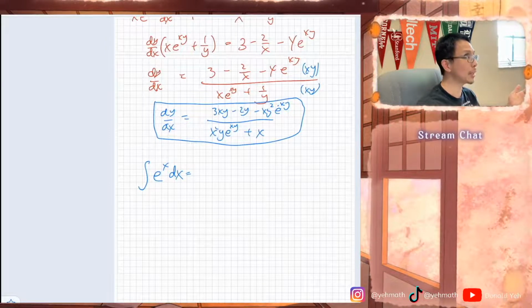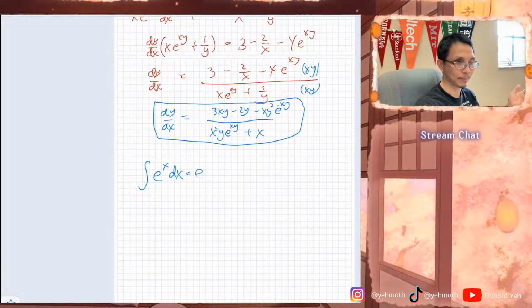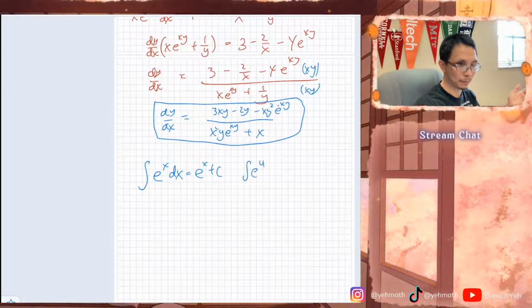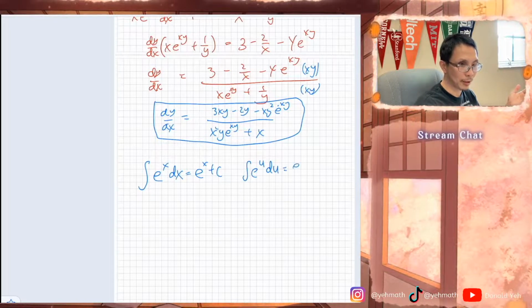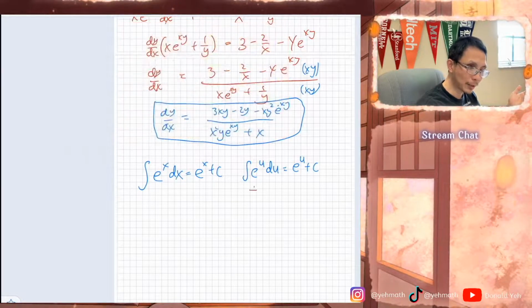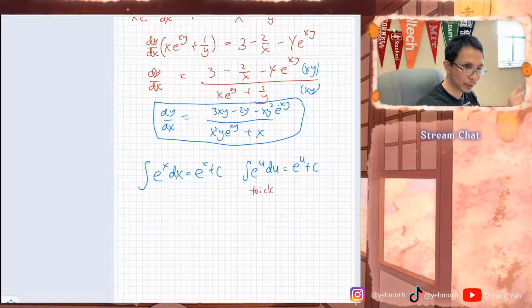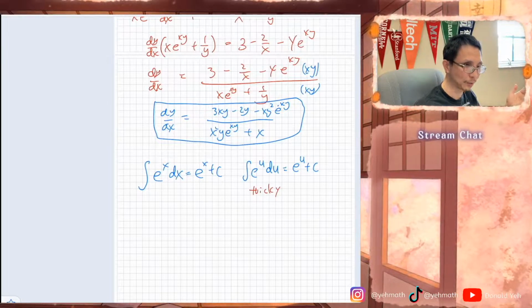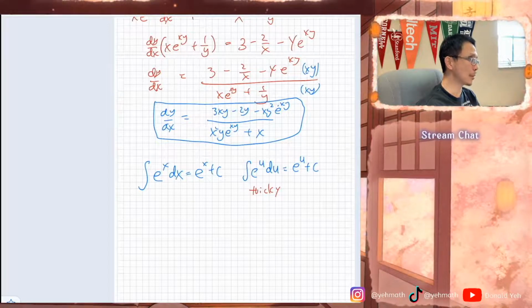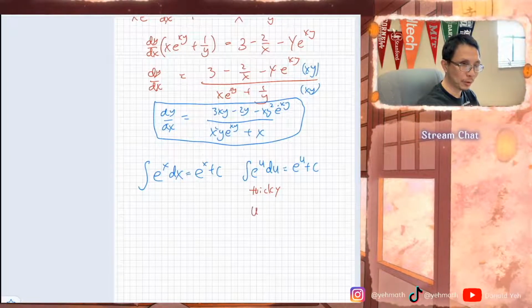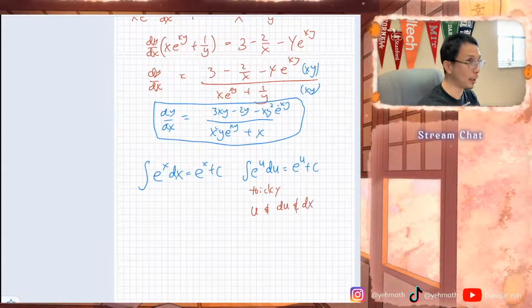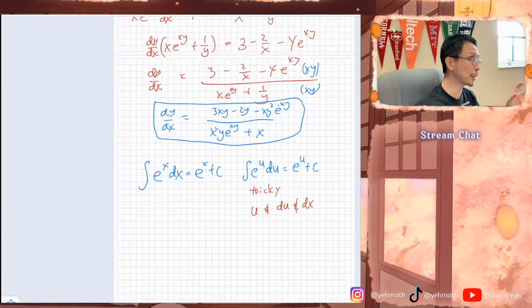So what's the integration of e to the x dx? E to the x plus c. Good job. What's the integration of e to the u du? It turns out exactly the same: e to the u plus c. But here's a tricky part. I'm writing in red. This is tricky, right? Why is it tricky? Because when you have u substitution, there's a du. So u and du and dx are involved, and you have to make sure it works completely.